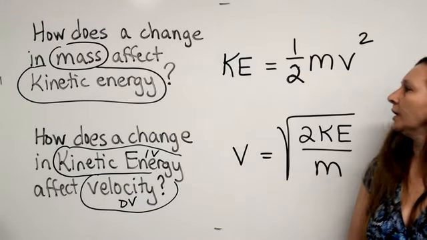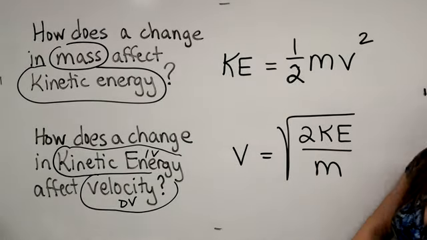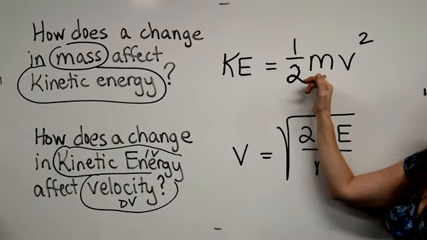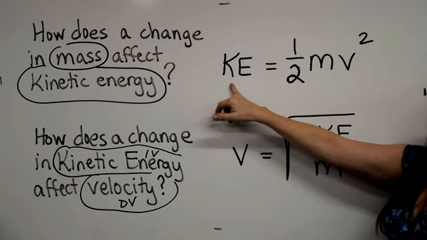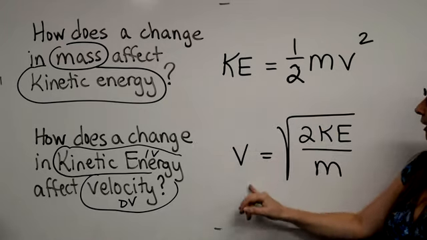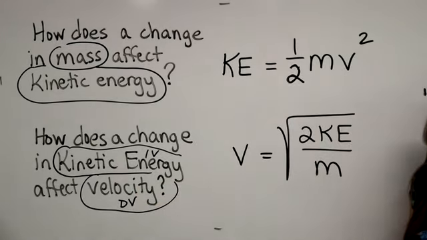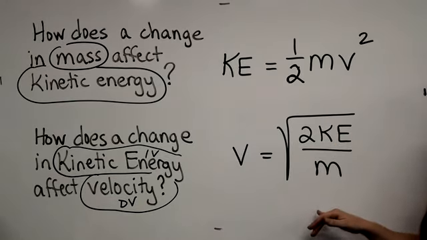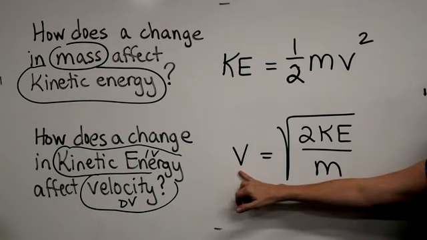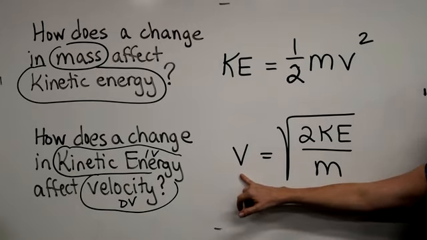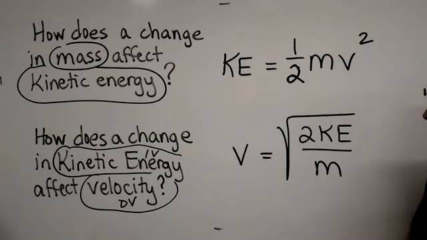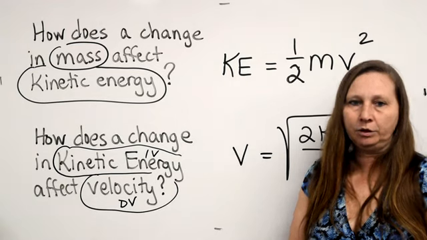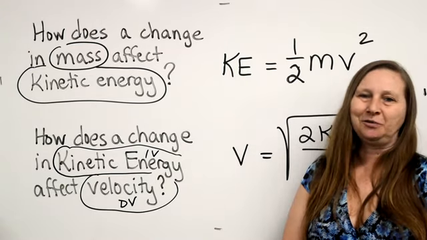Okay, so again, here we want to know how mass affects kinetic energy. You got your independent variable on the right side, your dependent variable all by itself on the left side. Here we want to know how a change in kinetic energy affects velocity. So we've got the kinetic energy on the right side with whatever else belongs in the equation, your velocity all by itself on the left side. This is a little bit of algebraic manipulation that you have to be able to do in order to move forward in this video.